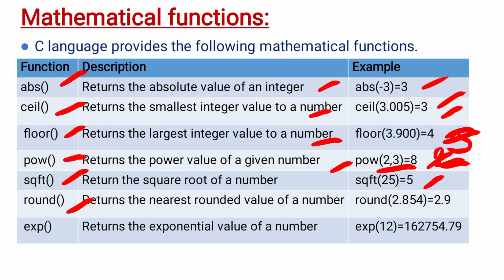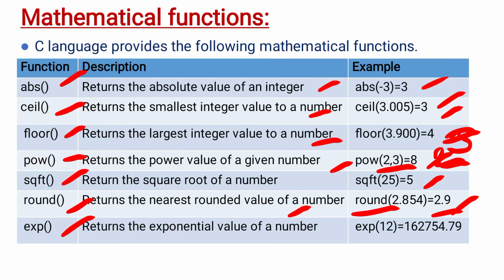So next, the round function. The round function is used to return the nearest rounded value of a number. Here I am providing 2.854 as the value for the round function. The result is 2.9. So it is going to return the rounded figure value.